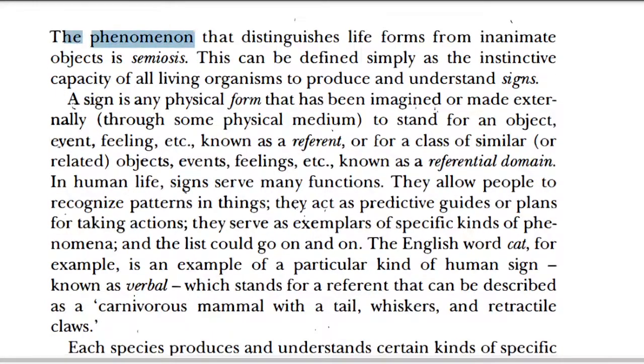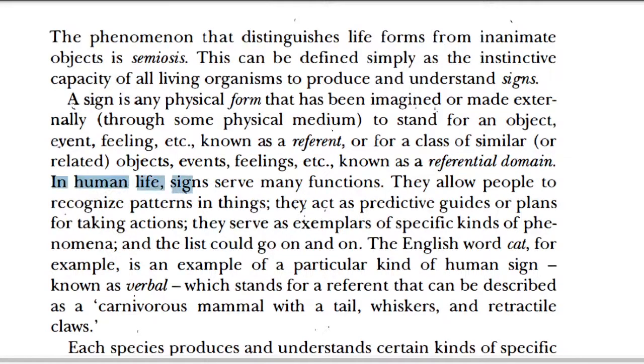So the phenomena that distinguishes life forms from inanimate objects is semiosis. So this is the distinguishing phenomena. It can be defined simply as the instinctive capacity of all living organisms to produce and understand signs. A sign is a physical form that has been imagined or made externally through some physical medium to stand for an object, event, feeling, etc., known as a referent, or for a class of similar or related objects, events, feelings, etc., known as a referential domain.